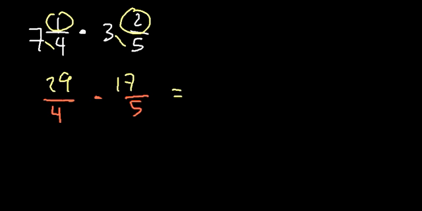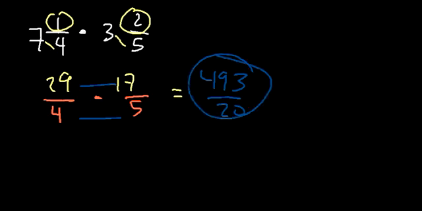And for this, I'm going to use a calculator. So now, what we have to do is multiply across. 29 times 17, that's like 493. And 4 times 5, that's 20. And that's it. And if you want, you can convert that into a mixed number.